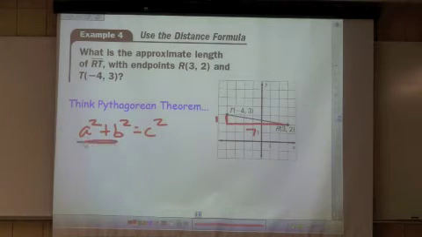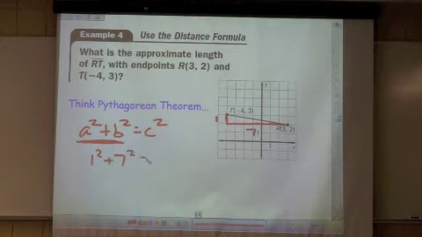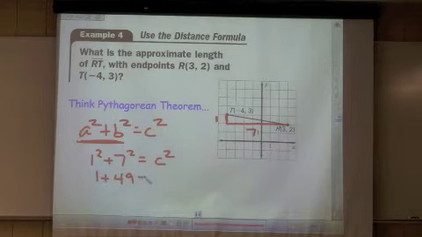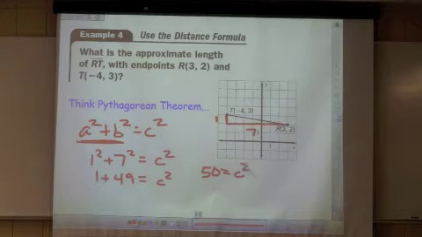These are always your legs. What are my 2 leg lengths? 1 and 7. 1 squared plus 7 squared equals the side I'm looking for squared. So 1 plus 49 equals C squared. 50 equals C squared. So C equals 50, right? Or C equals 25?